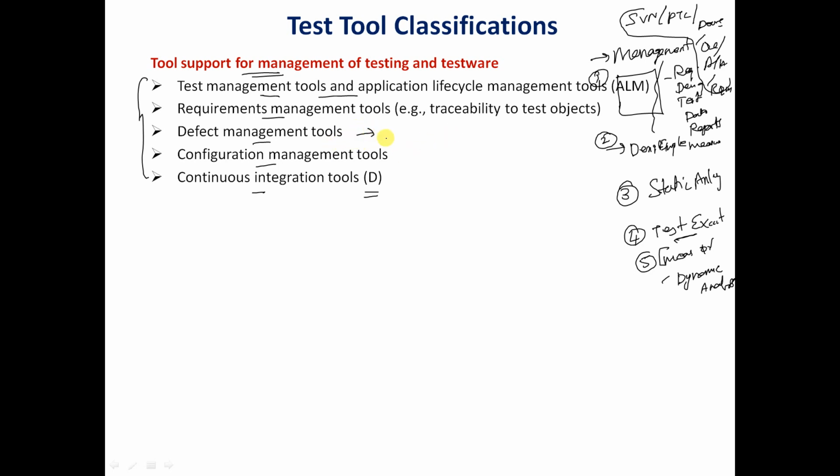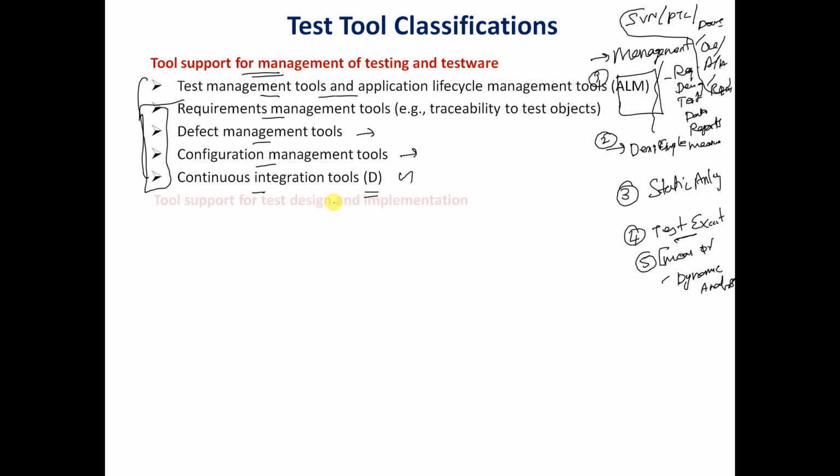You have to manage your defects. Then configuration: if you have some kind of configuration, like a configuration file or control file, automation file, whatever the configuration is, it can be stored, right? That is called configuration management tools. Then continuous integration tools is a development tool. So here the question will be like, they'll give these four options and ask which one, in this tool support for the management of testing, is for the developers. Then you have to pick this, it is the right answer.